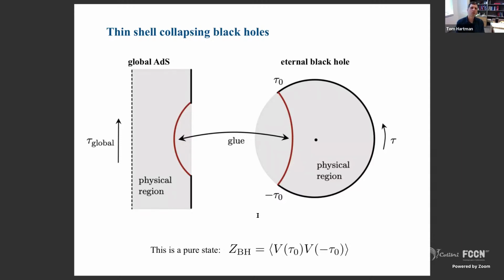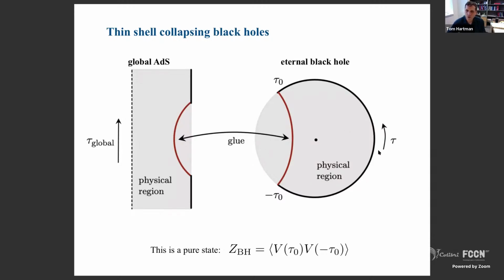In this example, we're going to use a thin shell gravitational collapse solution. This solution is something that you can write down explicitly in d dimensions. And here's how it goes. You start with an eternal black hole. That's the picture on the right. What I've drawn here is the eternal black hole in Euclidean signature. So this is the thermal circle and the radial direction. As always, there's an additional d-1 sphere at each point.